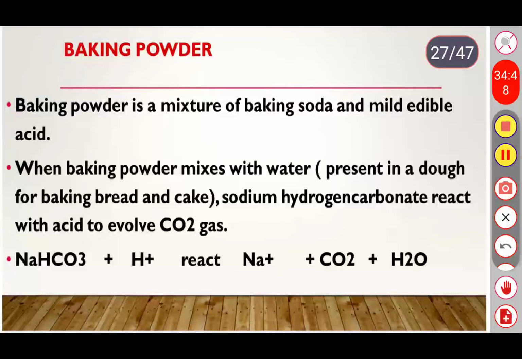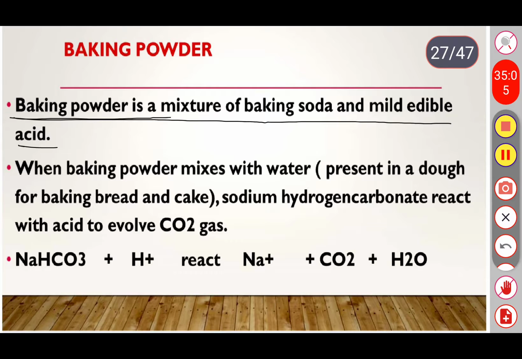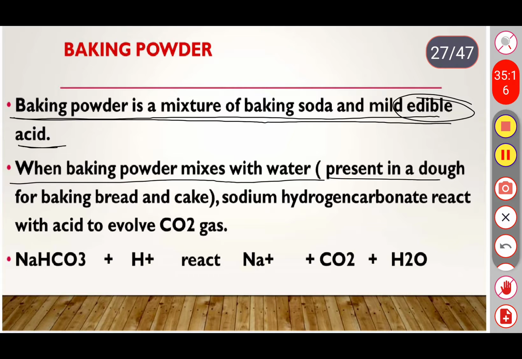Next one is baking powder. Baking powder is a mixture of baking soda and mild edible acids. Edible means eatable acids. When baking powder is mixed with water present in dough for baking breads and cakes, sodium hydrogen carbonate reacts with the acid to evolve carbon dioxide.